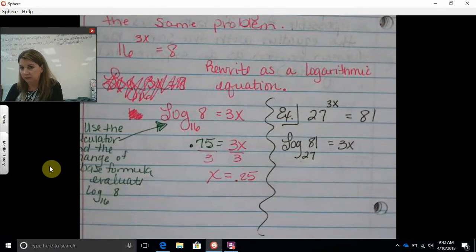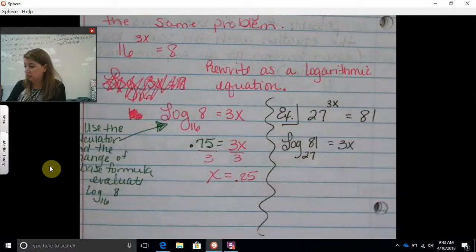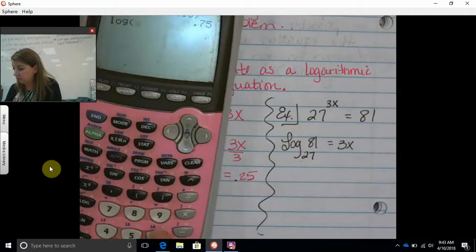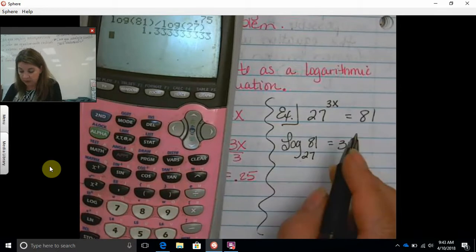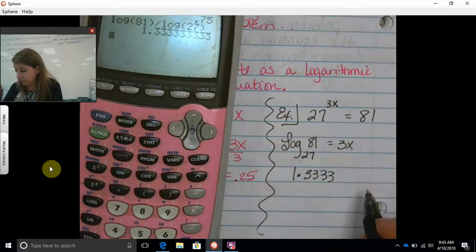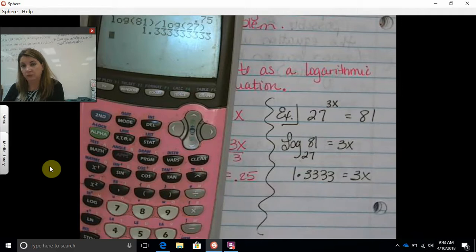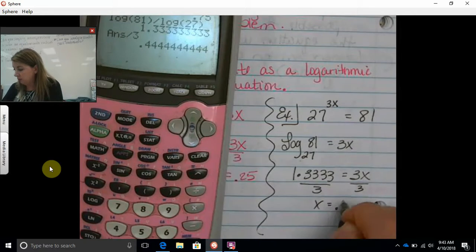And then what am I going to do? I'm going to do the change of base formula just on the left side. So in my calculator, log of 81, close parentheses, divided by log of 27 equals, I'm going to have to round here. I don't want to round too soon. I don't want to throw my answer off, so I took it out 4 places. Then what? Divide by 3. X equals, approximately, we'll go with 0.444.